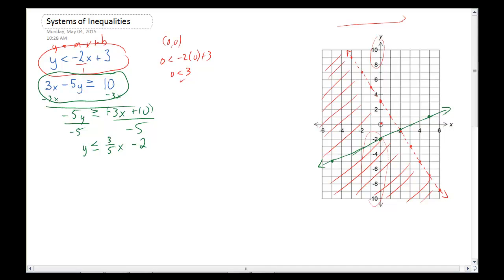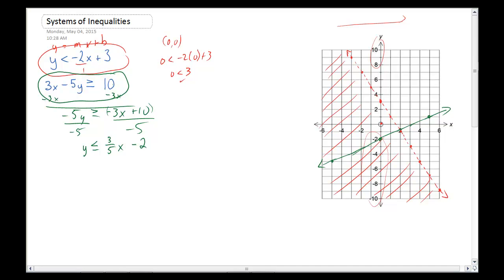Notice that I drew it solid this time. Why did I draw it solid? Well, I drew it solid because this time it's greater than or equal to, which means we want to include the points where it's equal, which is what the line represents, the points where those two sides are equal. So we got that.